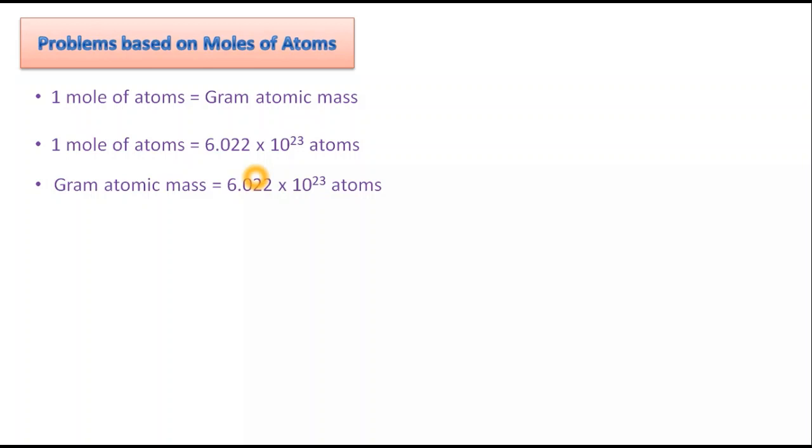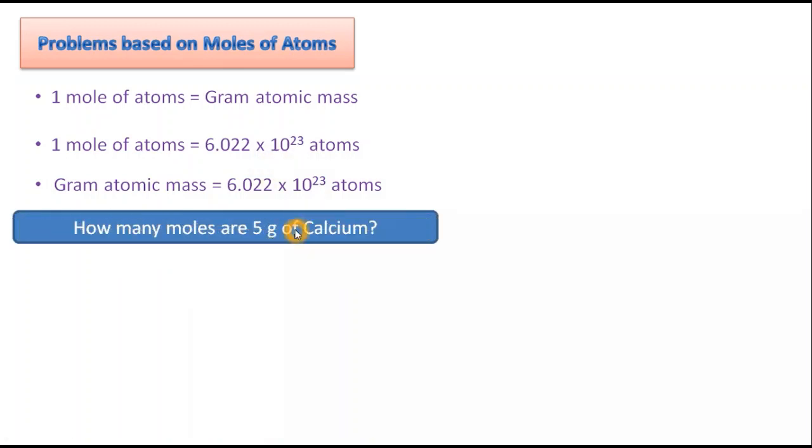So based on this discussion, we have studied that 1 mole of atoms is equivalent to the gram atomic mass, and 1 mole of atoms is equivalent to Avogadro's number of atoms. And with the help of these relations, we can solve numericals based on the mole of atoms.